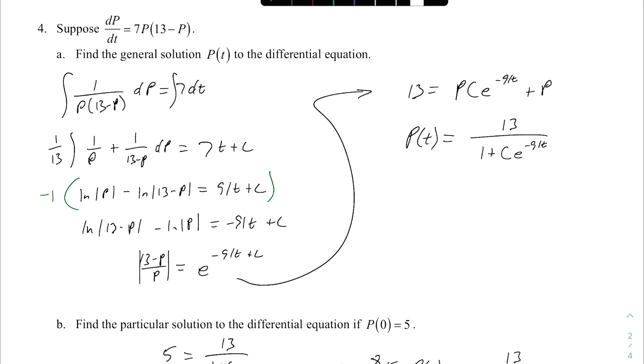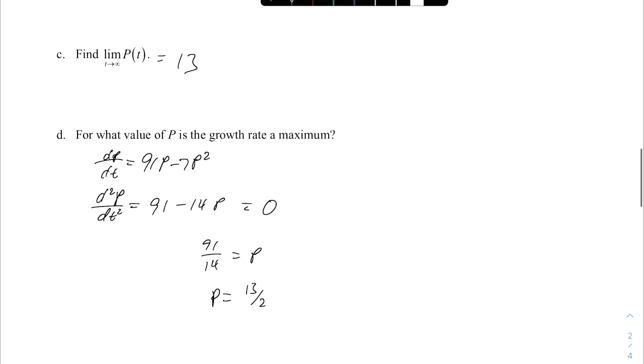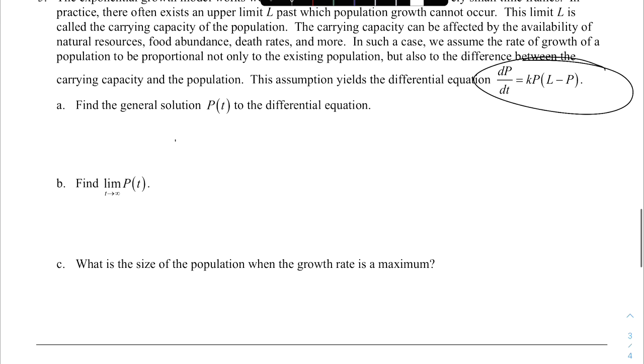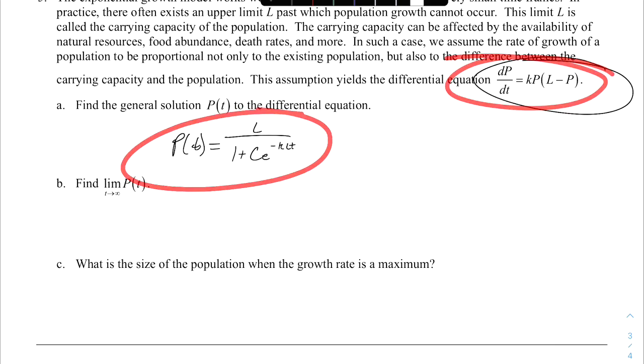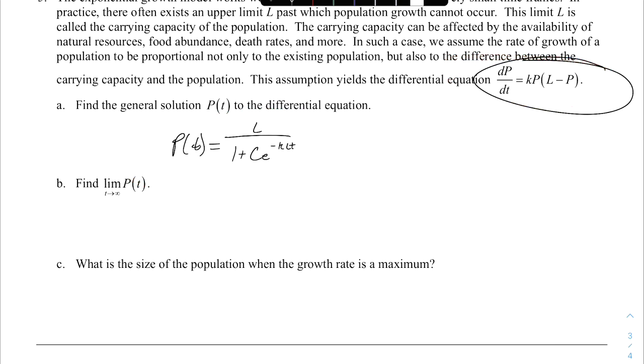Well, it looks like the 7 got multiplied with the 13 to make that 91, and it's negative. And then the 13 is just the 13. So that would lead me to believe that P of t is L over 1 plus Ce to the negative KLt. That is true. That is the case. This is something that you guys need to be able to do. You need to go back and forth between those two forms flawlessly.